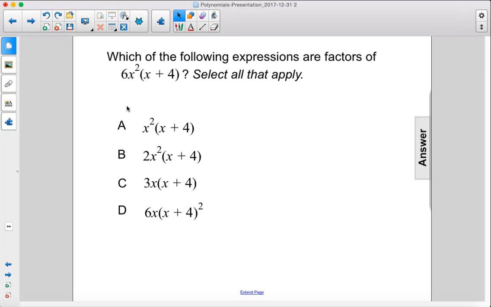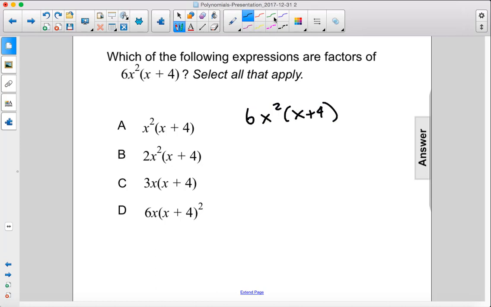Which of the following expressions are factors of 6x squared times (x plus 4)? Alright, so in this polynomial we have a bunch of factors. So let's write it out again: 6x squared times (x plus 4). And then let's write it with different colors. So 6 in green, we have x squared here in red, and in purple we have x plus 4.